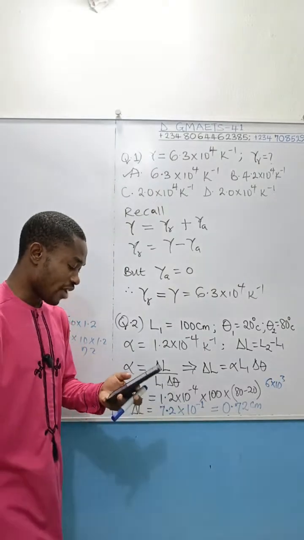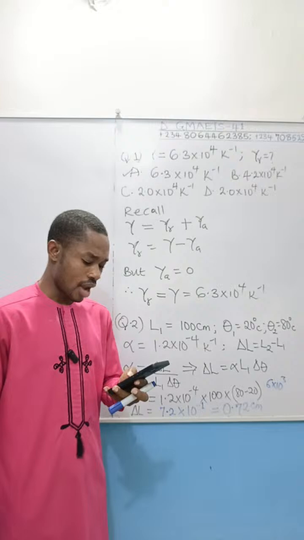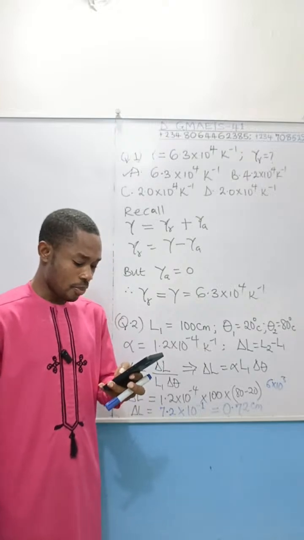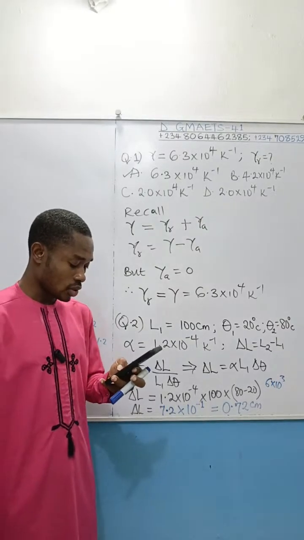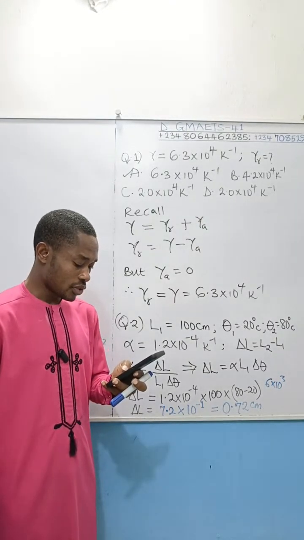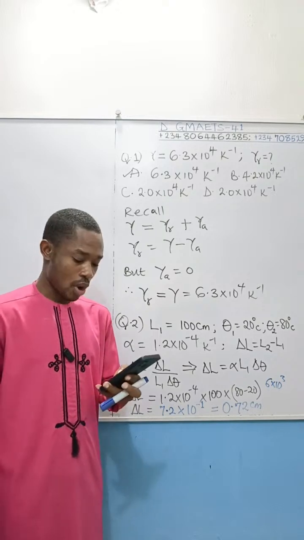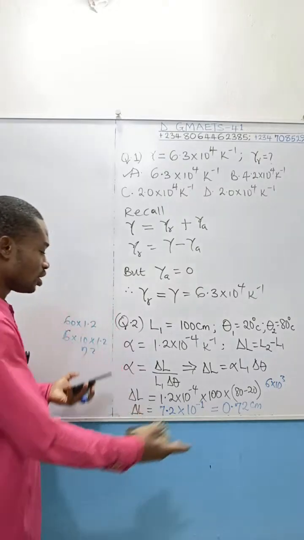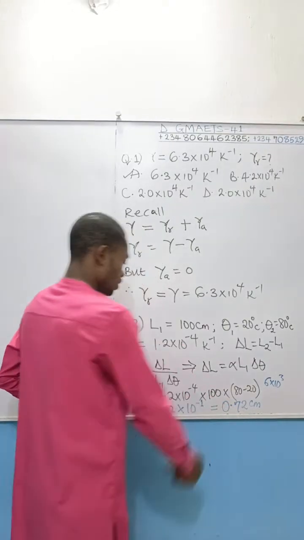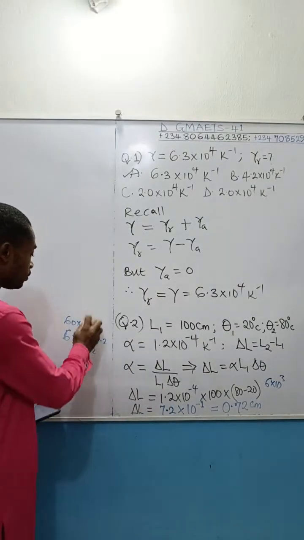The options provided happen to be wrong somehow. Option A is 0.06 centimeter. Option B is 0.12 centimeter. Option C is 0.24 centimeter. Option D is 0.36 centimeter. So the change in length given, this is what we got here. So I see no reason why that is equal to any of the options given.